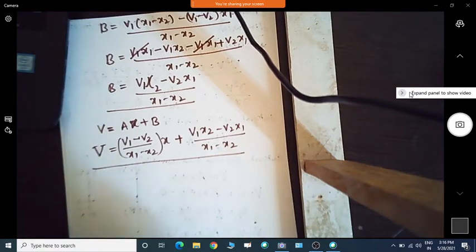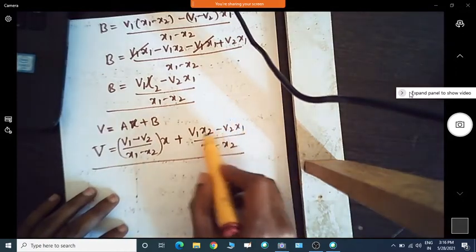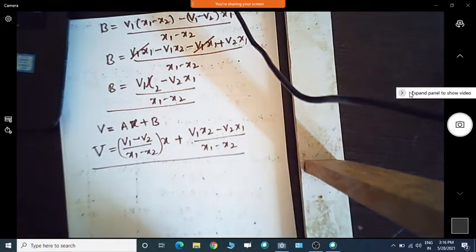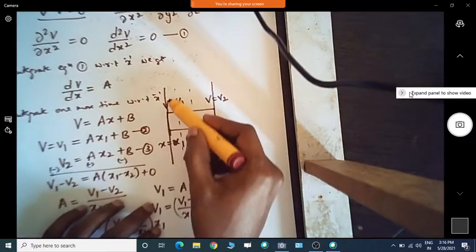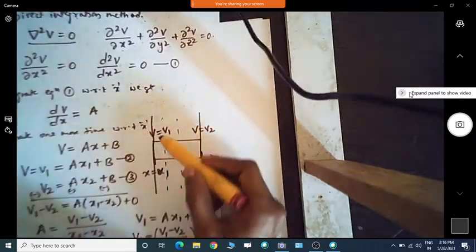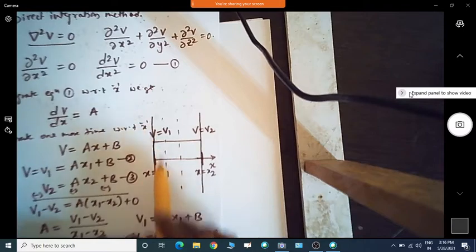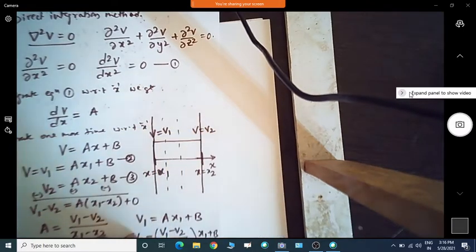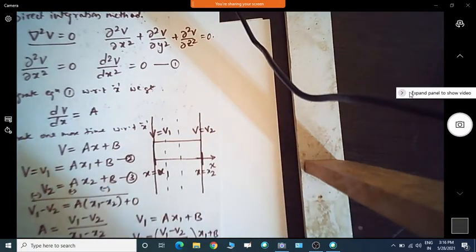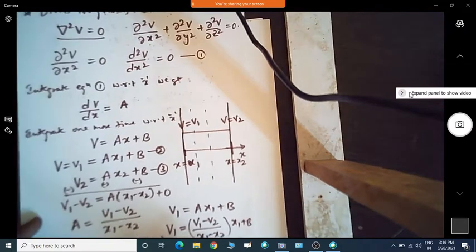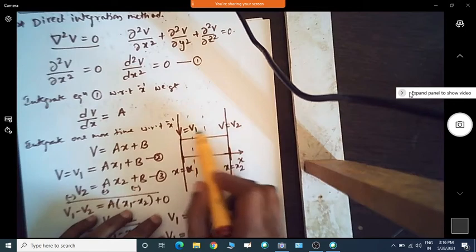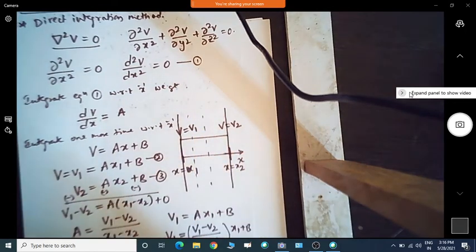Now we don't know what x1, x2 and v1, v2 are. In general, the solution which we are assuming is that at this position it is v1 and at this position it is v2. In general electrostatic problems, v1 and v2 will be mentioned, and x1 and x2 will be mentioned.